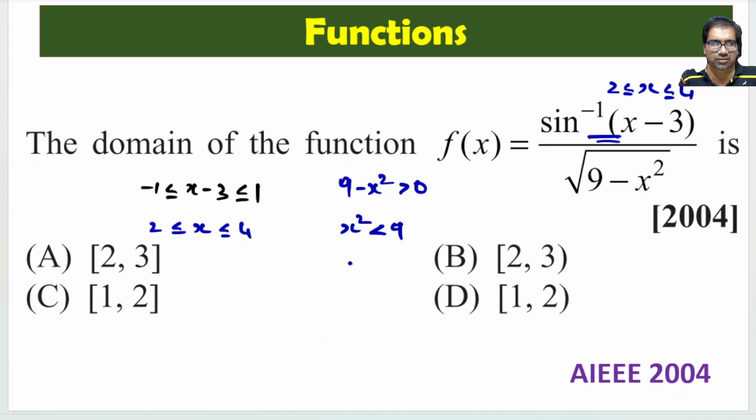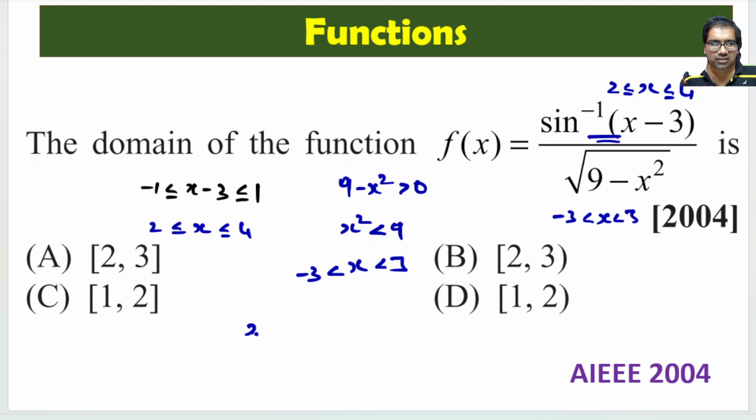What does that mean? X should lie strictly between minus 3 and 3. Right. X cannot be equal to minus 3 or 3. Please note it should not be equal to, because if x equals 3, that means x square equals 9 and the denominator becomes 0. So x has to be strictly less than 3 and greater than minus 3. So here, minus 3 is less than x, which is less than 3.